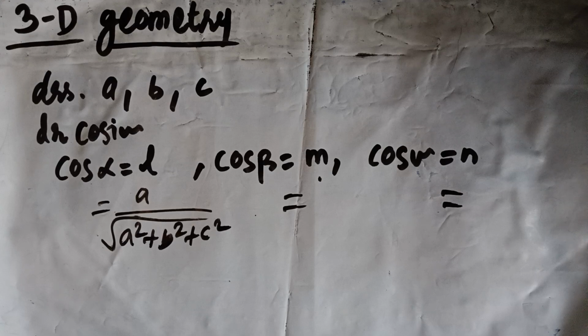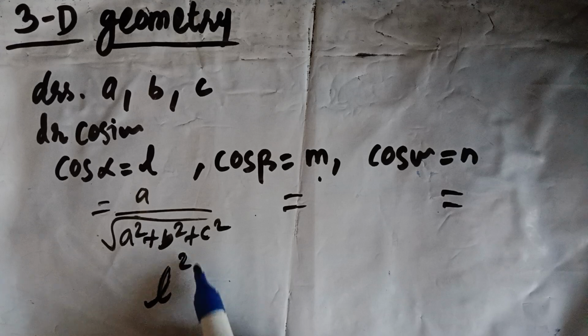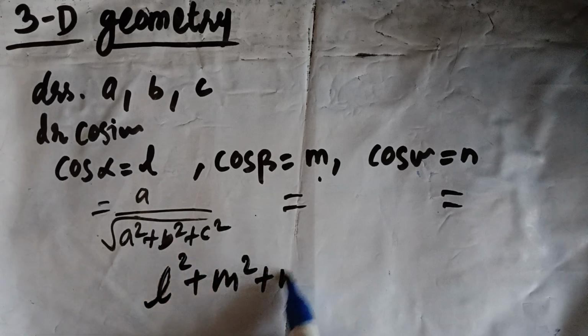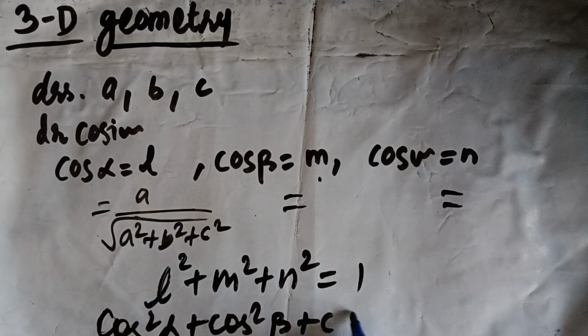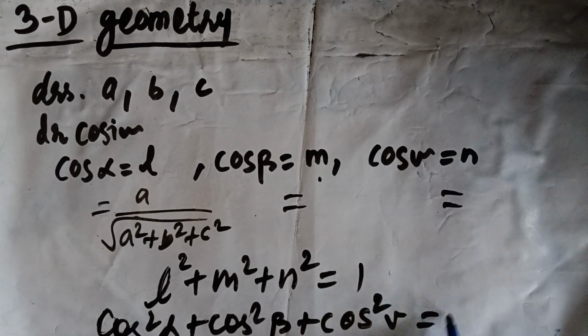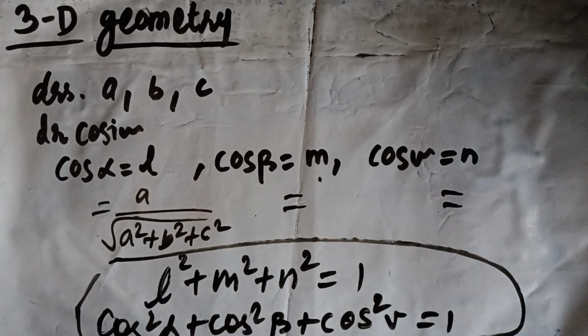Then we have a relation between the direction cosines of a line, that is l square plus m square plus n square equal to 1, or cos square alpha plus cos square beta plus cos square gamma is equal to 1.